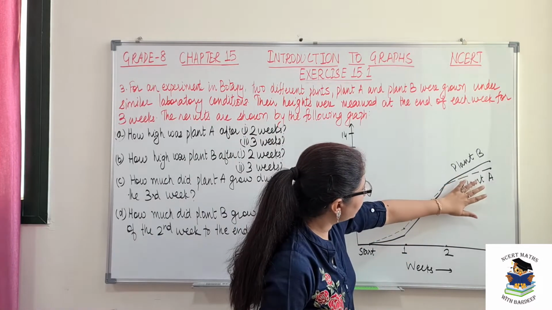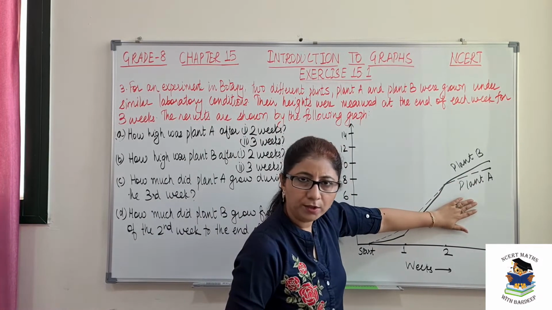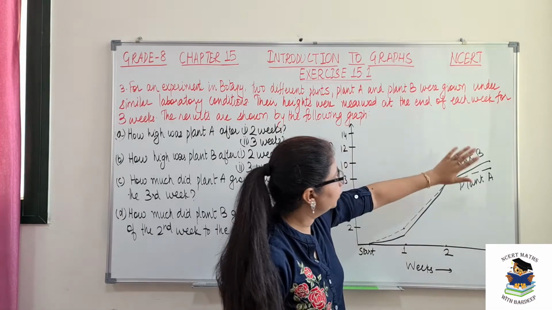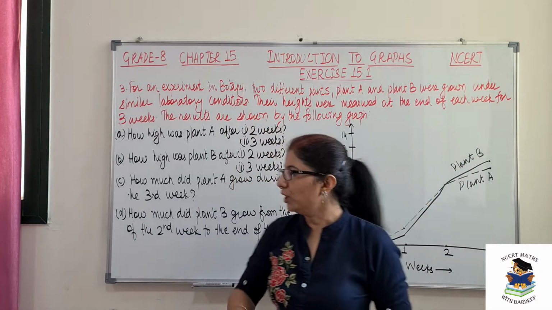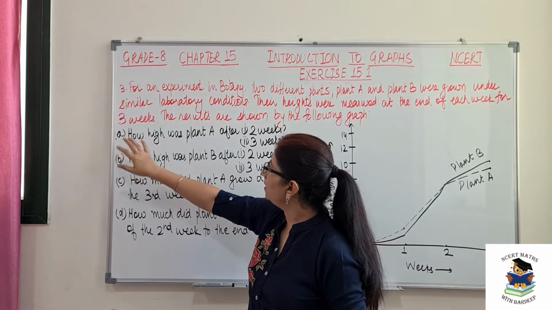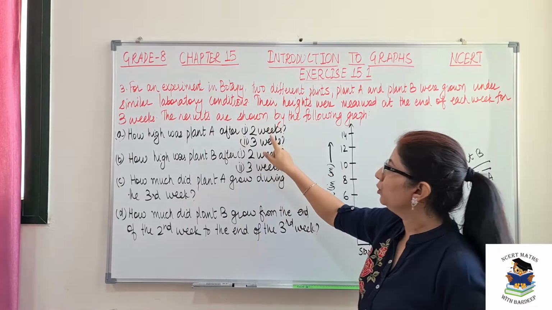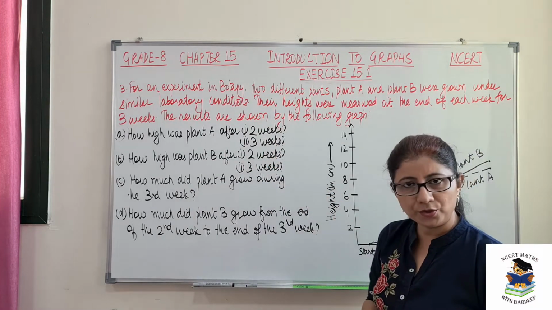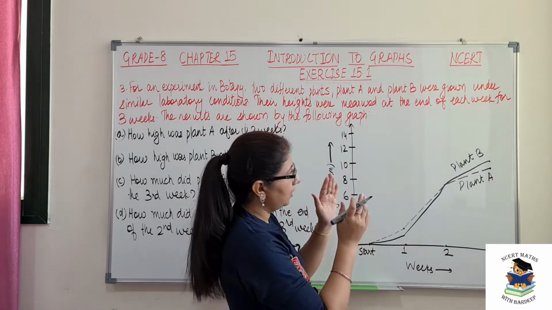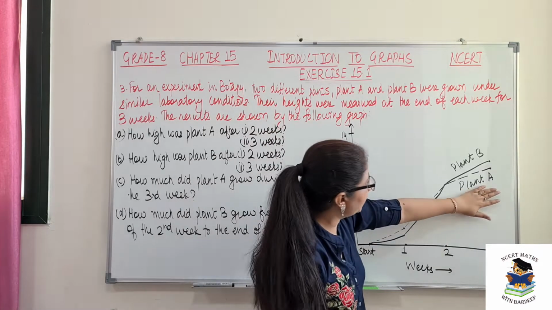So here this dotted line is for plant A, and bold is for plant B. Now let's see our question. A is how high was plant A after 2 weeks and 3 weeks. So we will see our dotted line, because this is for plant A.